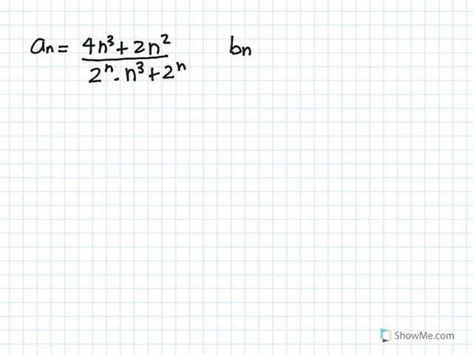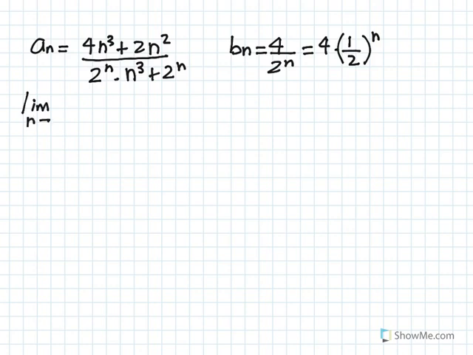Now we can do the limit comparison test. The general term of our given series is an equals 4n cubed plus 2n squared divided by 2 to the n times n cubed plus 2 to the power of n. And our comparison series, bn, is equal to 4 divided by 2 to the n. It can also be rewritten as 4 times (1/2) to the n. This way you can recognize it easily as the general term of a convergent geometric series. Why is it convergent? Because the common ratio is 1/2, which is less than 1. So let's apply the limit comparison test.